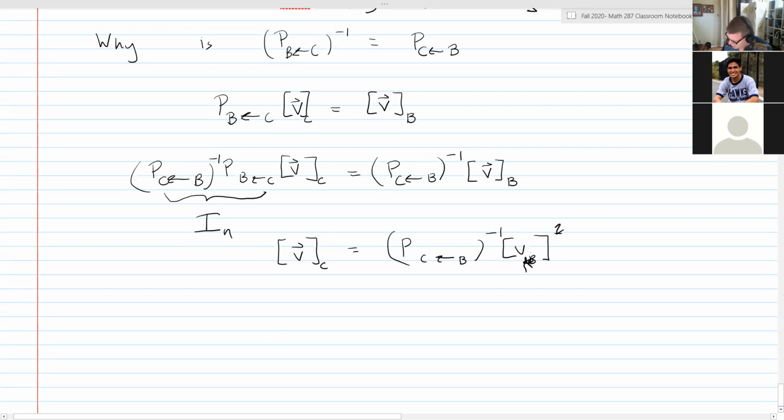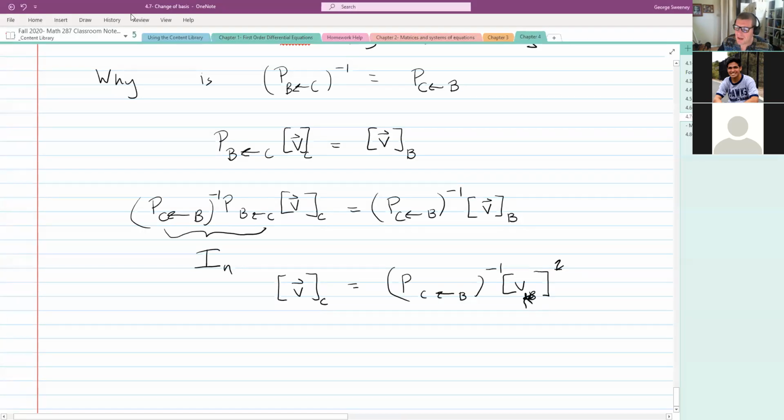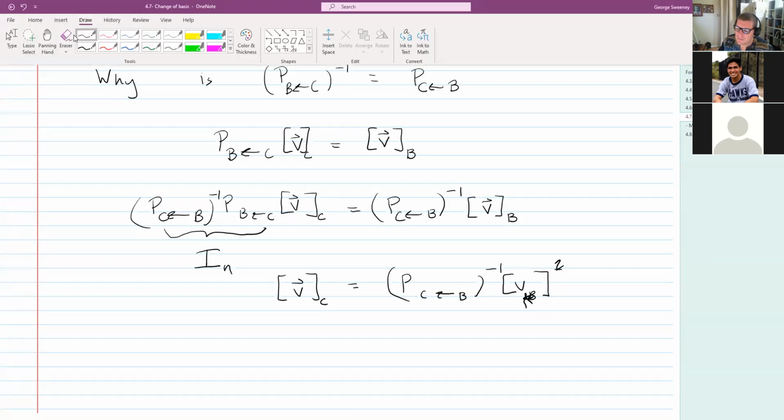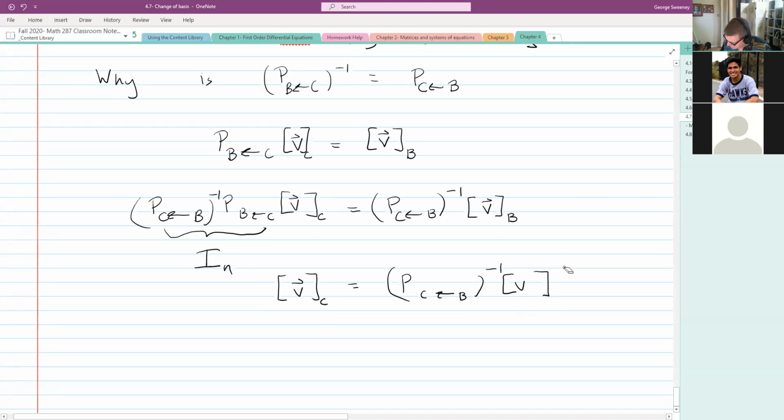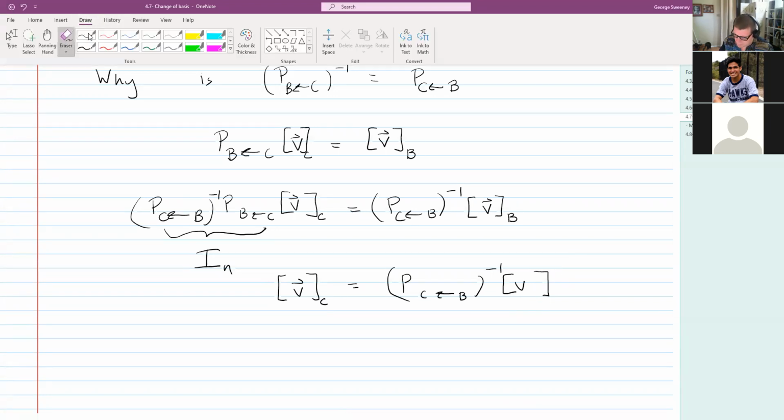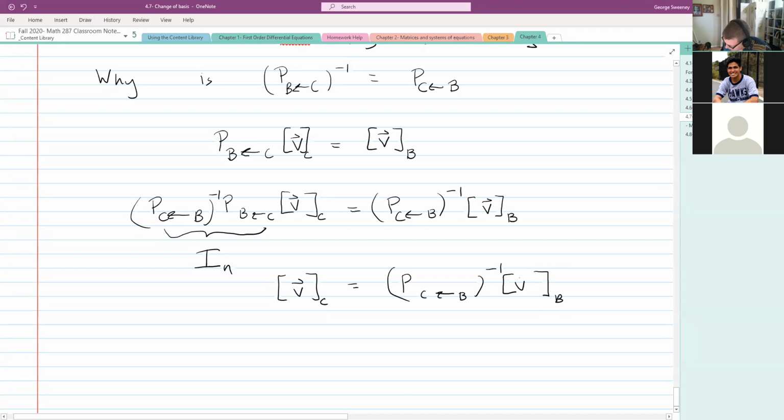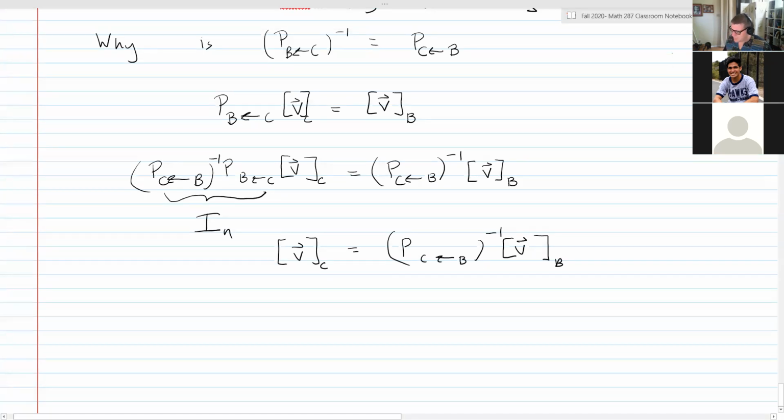Okay, and so now what this does is it takes vectors in B over to the same vector in C. Well, what also does that? What also does this?